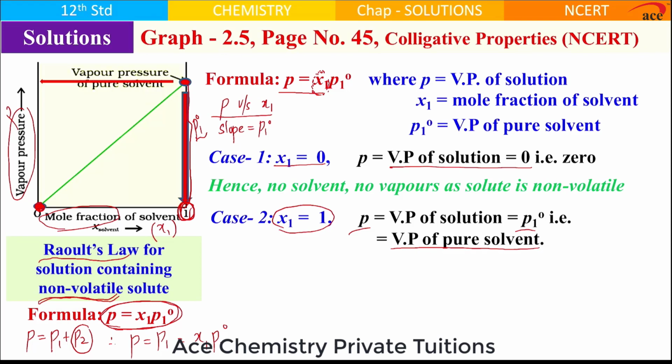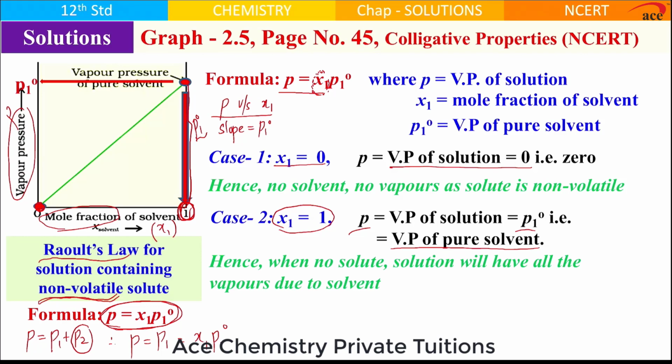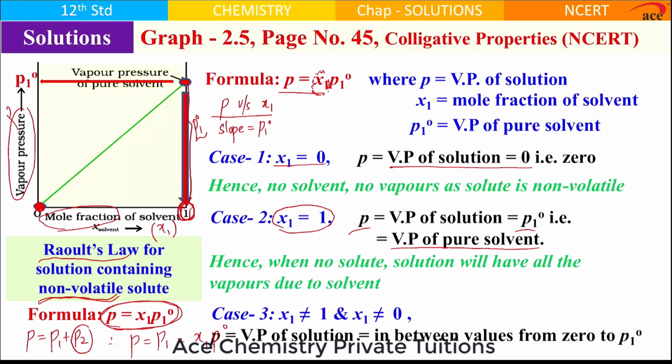Case 3, if you check, no solute solution will have only vapors due to solvent. Case 3, when x1 is not 1, that means you do not have only solvent, and x1 is not 0, that means solvent is not absent either. So solvent is present, and solute is also present, that means it is a solution. In that case, the value will lie between the two red colored dots. So this can be one of the points for a solution.